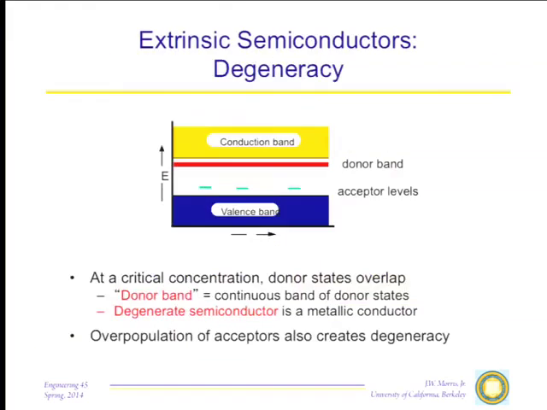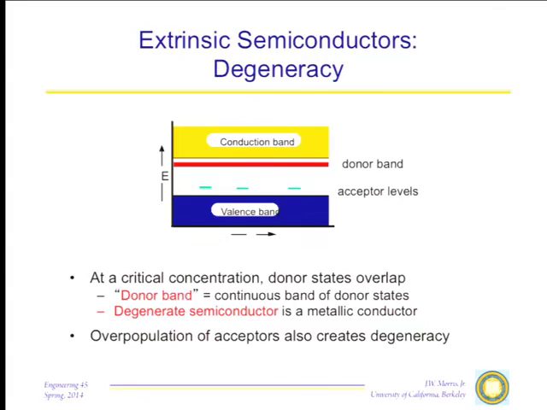When that becomes the case, then the material begins to behave as a metal, because we begin to develop a continuous band space here in the donor level. This is called the donor band, and it essentially causes the semiconductor to cease to be a semiconductor and begin to behave like a metal, because the donor band is only partly filled. This is a problem. In fact, this is the problem.